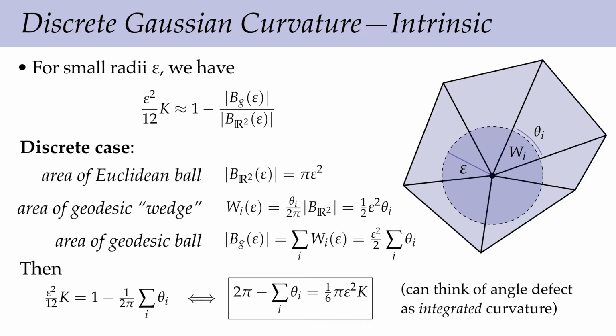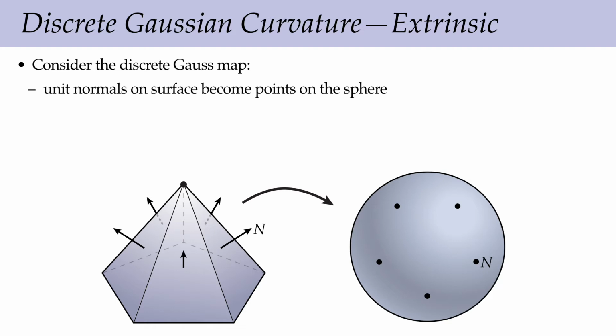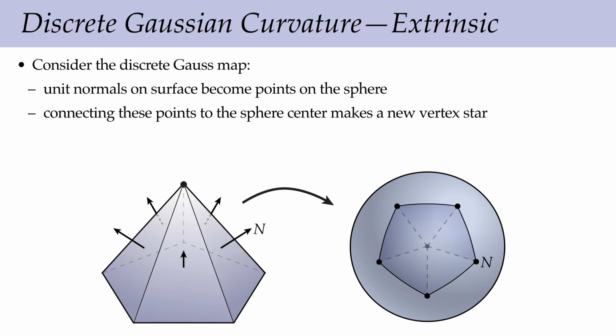We can also get at this same definition from a more extrinsic point of view. Remember in our lecture on curvature, we said these are two complementary views of curvature: thinking about how vectors vary in space, the extrinsic point of view, versus thinking about comparison of quantities like areas in the curved case and the Euclidean case. Okay, so this time we're going to consider the discrete Gauss map, meaning we have our unit vectors on the surface, our triangle normals, and those become points on the unit sphere. We can connect up these points on the sphere, and we can also connect them to the center of the sphere, and we're going to get a new vertex star, so a figure that looks like the one on the left, except now the tip of this figure is at the center of the sphere, and the five points around are points on the unit sphere corresponding to the normals of the original mesh.